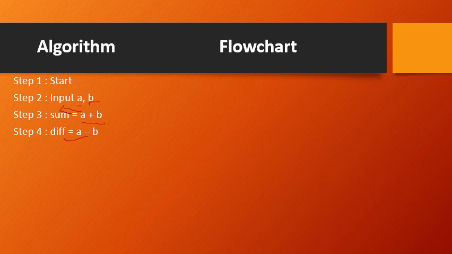So once the process is done, what next we need to do? We need to output them, that is we need to show the results, right? So the next step would be output. What I need to output? The thing which I have calculated, that is sum I have calculated, so the sum I will output. And also I have calculated the difference which is there in the DIFF, that also I will output.